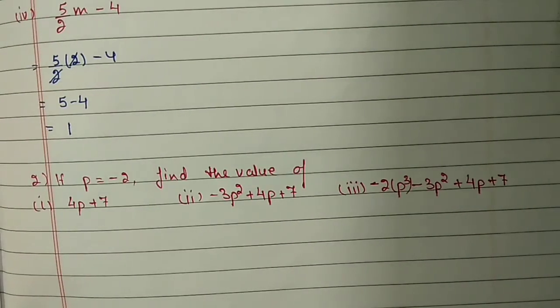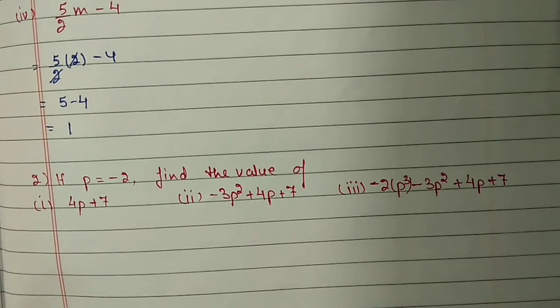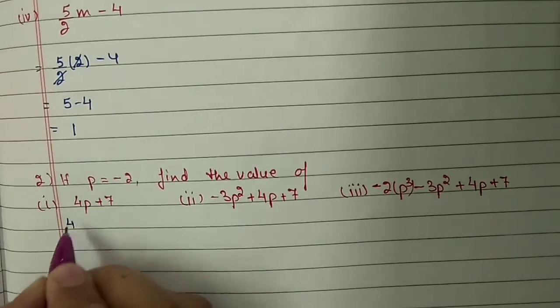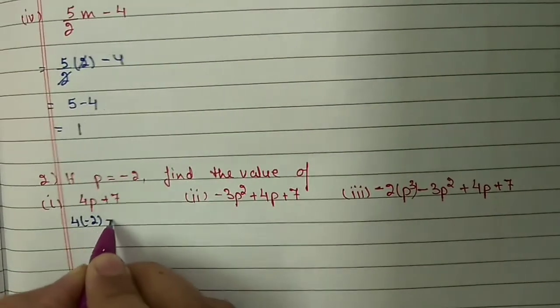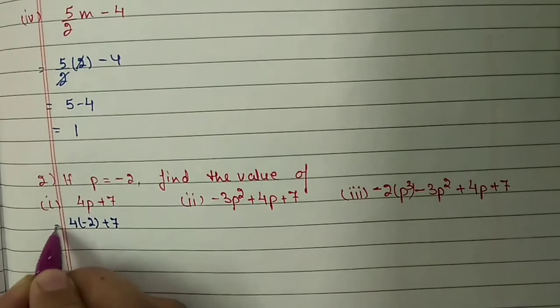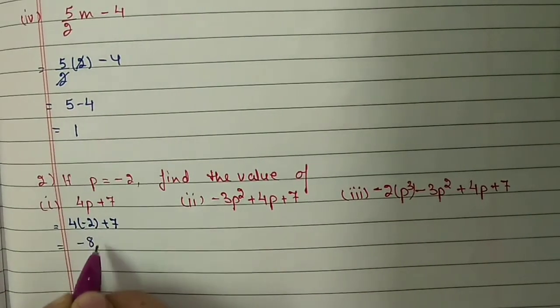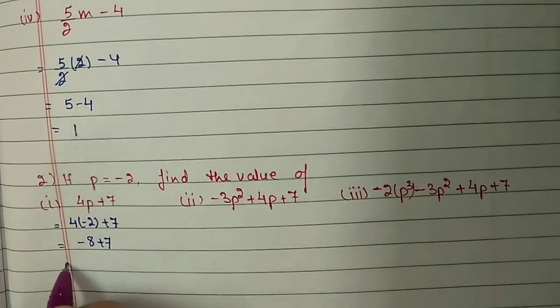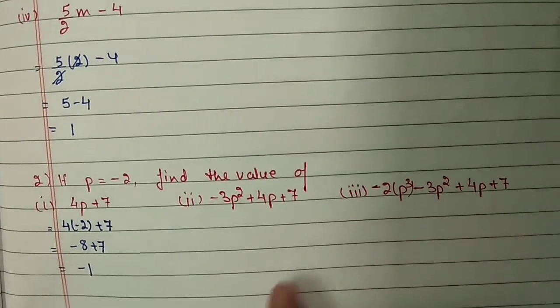Next, question number 2. If p is equal to minus 2, find the value of 4p plus 7. So 4 into minus 2 plus 7. And 4 into minus 2 will become minus 8, plus 7, which is equal to minus 1.